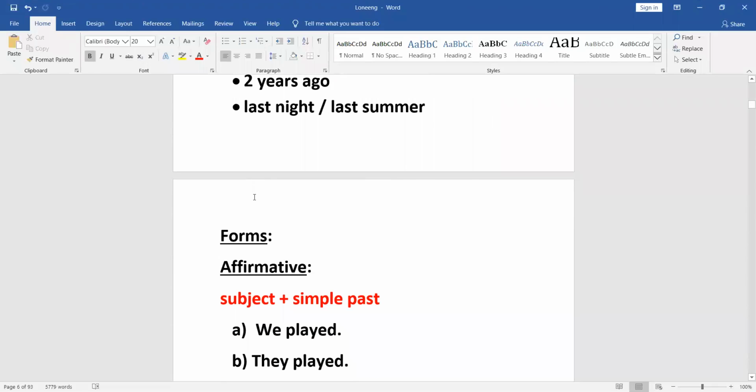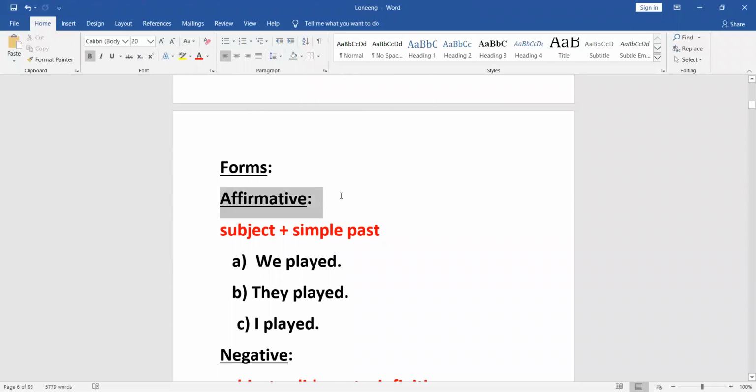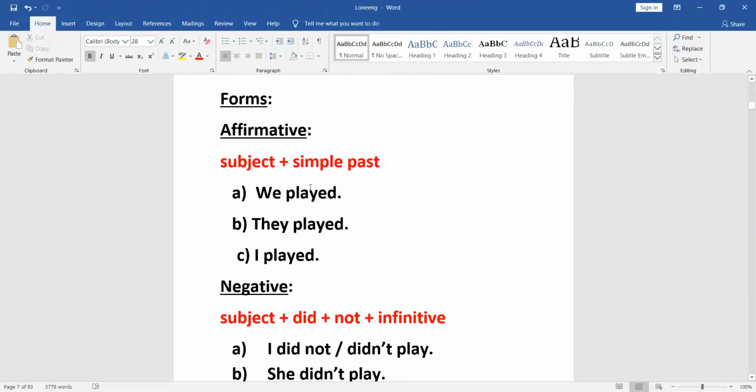So we're going to take a look at affirmative sentences. It is constructed with subject plus simple past. So the first sentence is we played. So what did we do? We played. We is the subject. Played is the simple past. The next sentence is they played. They is the subject and played is the simple past. This ending, ed, indicates that it's the past. The third one is I played, which is also simple past.